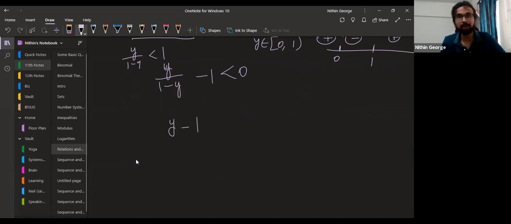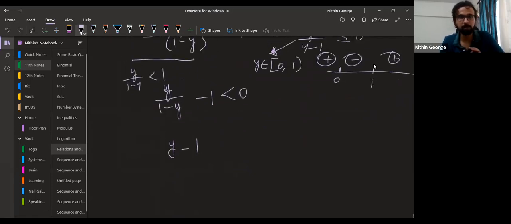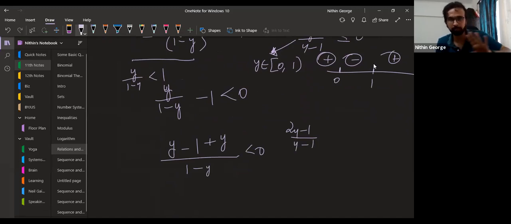Next. So I'll take this one to this side. I'll make one side 0. Think like that, okay? Think of making one side 0. Then the wavy curve method is applicable, right? You just need to put plus or minus. That's the idea here. So y minus 1 plus y divided by 1 minus y less than 0. I'll get 2y minus 1 divided by y minus 1. Basically, I'm multiplying by minus 1 here also, so the sign will flip. And then I get greater than 0.